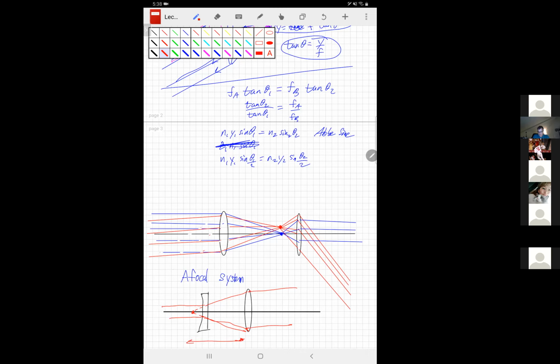So this would be FB, and this would be minus FA, and this distance would be D equals FB plus FA, and remember that FA is negative. Any questions?